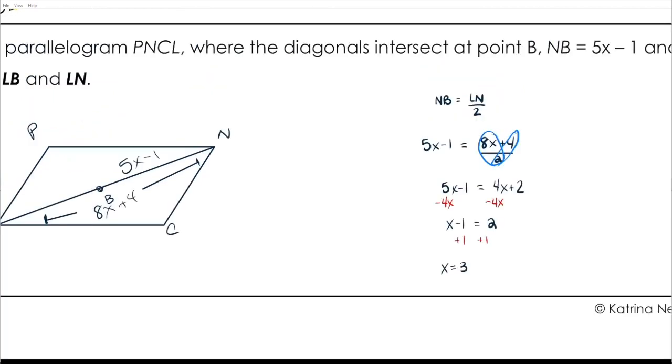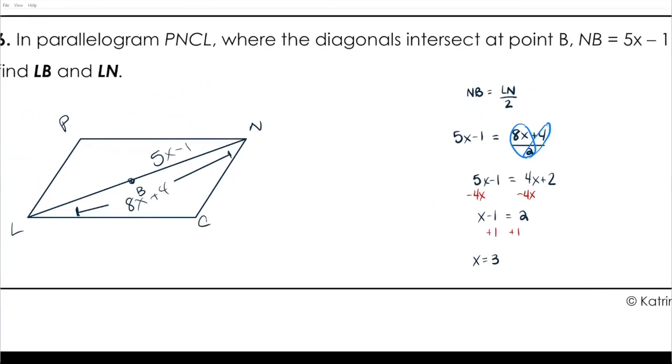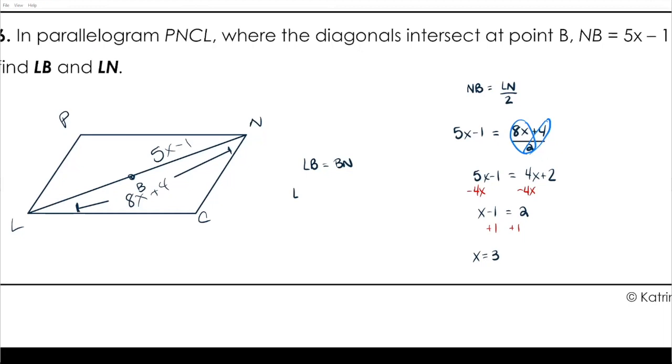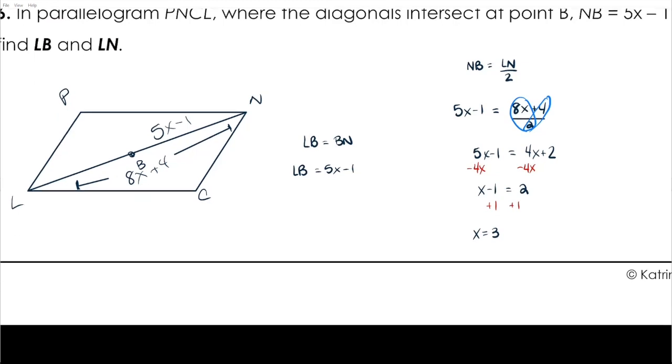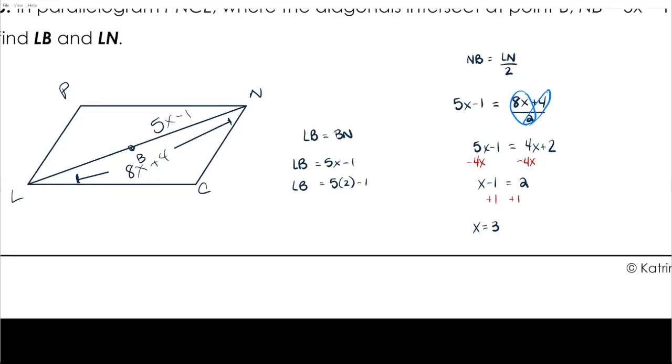Now, of course, they didn't just want x. They're not going to make it that easy on us. They want LB, which we know LB is equal to BN. So we can just say, hey, if BN is 5x minus 1, LB has to be 5x minus 1, since they're both equal to that. So then we substitute that 2 we found. 5 times 2 minus 1. So we get LB is 9.